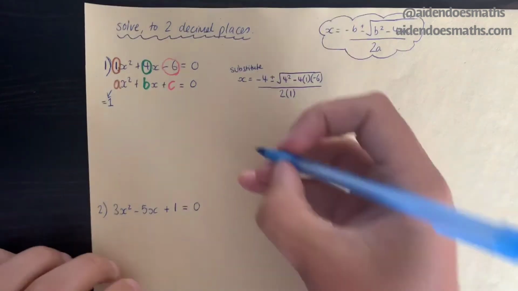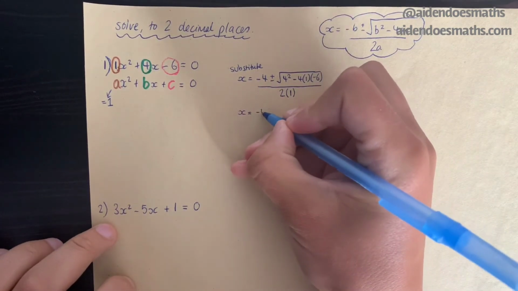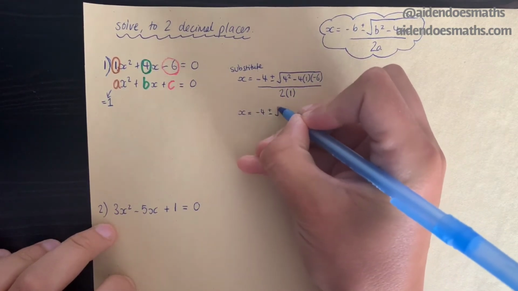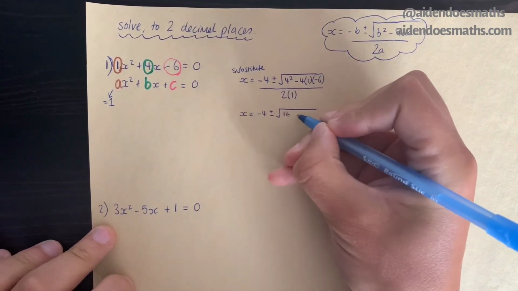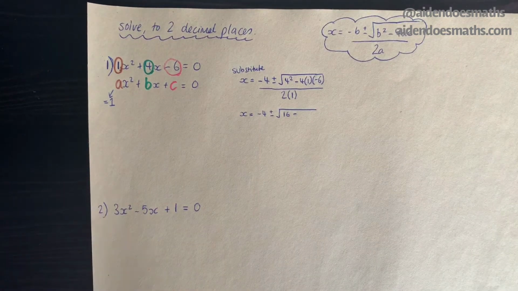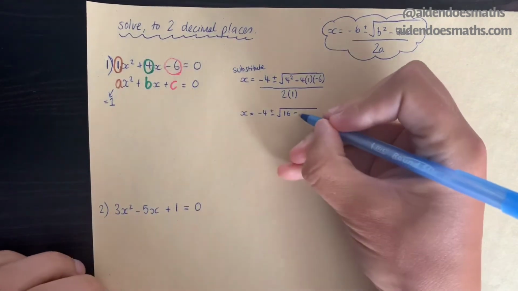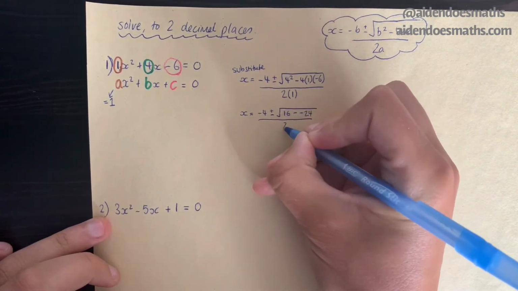We're now going to simplify that, just like we did in our example. So x equals minus 4 plus or minus, 4 squared gives us 16, minus 4 lots of 1. 4 times 1 is just 4, times minus 6. So 4 times 6 is 24, so minus 24. All over 2 times 1, which is 2.